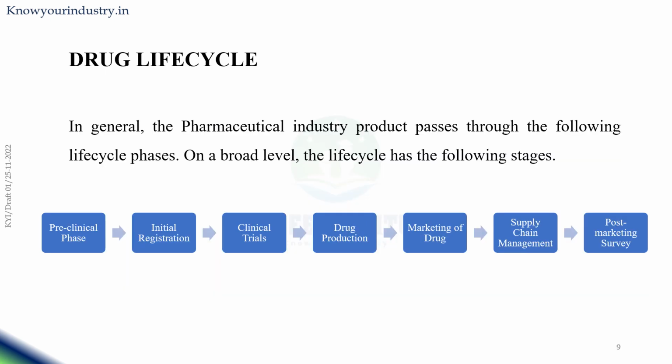Drug life cycle. In general, the pharmaceutical industry product passes through the following life cycle phases. On a broad level, the life cycle has the following stages: the preclinical phase, initial registration phase, clinical trials, drug production phase, marketing of drug, then comes supply chain management, and at last it is post-marketing survey. So all these come under the drug life cycle.